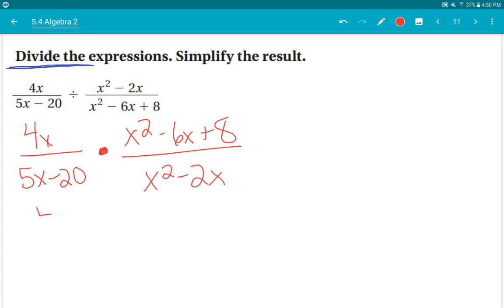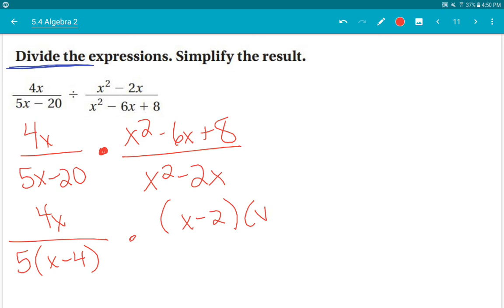So in the numerator, I still have 4x. In my denominator, I'm going to factor out a 5. I get 5x minus 4, 5 times x minus 4, times x minus 2, x minus 4, over x times x minus 2.